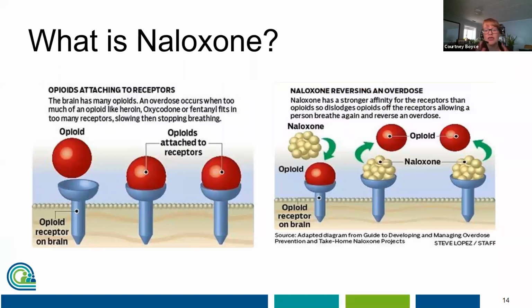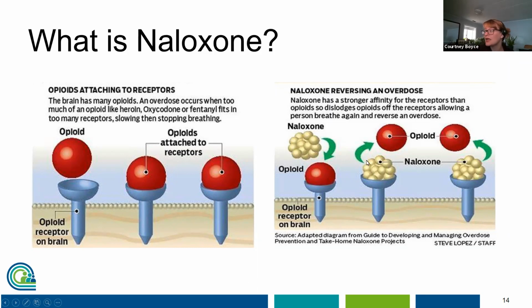So naloxone is a tool for overdose prevention, and that includes being a tool of harm reduction. It's a medication that can temporarily reverse an opioid overdose, and this is kind of how it works. Naloxone blocks the brain's opioid receptors, which allows breathing to be restored. When someone has engaged in opioid use, the opioids bind to the receptors in the brain. Everyone has them. An overdose occurs when too many opioids have attached to those receptors, and that can slow or stop breathing in the case of a fatal overdose.